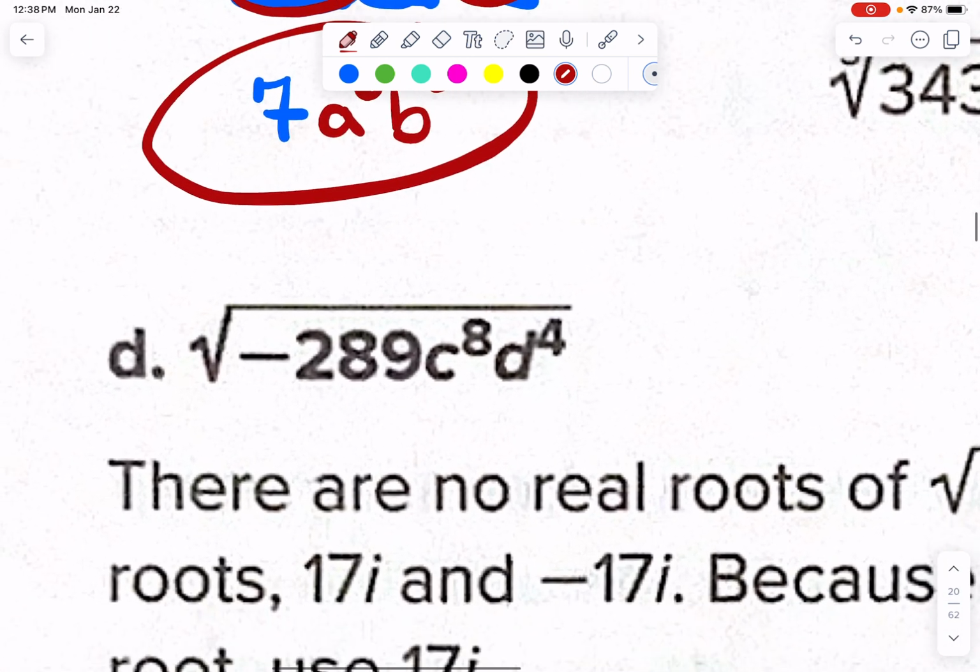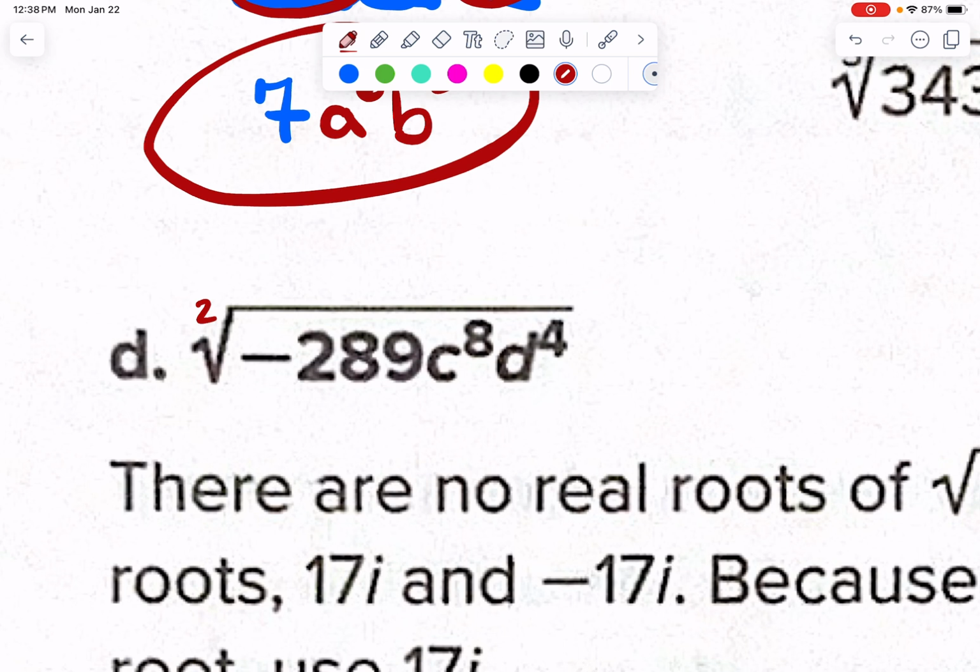All right, let's do D. This one is a square root, okay? There's no number there, so it's a 2.